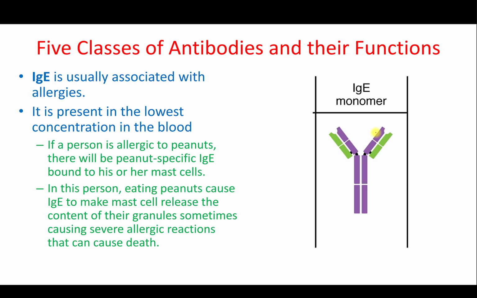And then the fourth one, we have the IgE. IgE is also a monomer. This is usually associated with allergies. Its concentration is very low, but it will spike if there is an allergy. Think, for example, of peanuts. There are peanut-specific IgE that will get released in the bloodstream because someone ate peanuts or came into contact with peanuts, sometimes even smell. So IgE is usually associated with allergies.